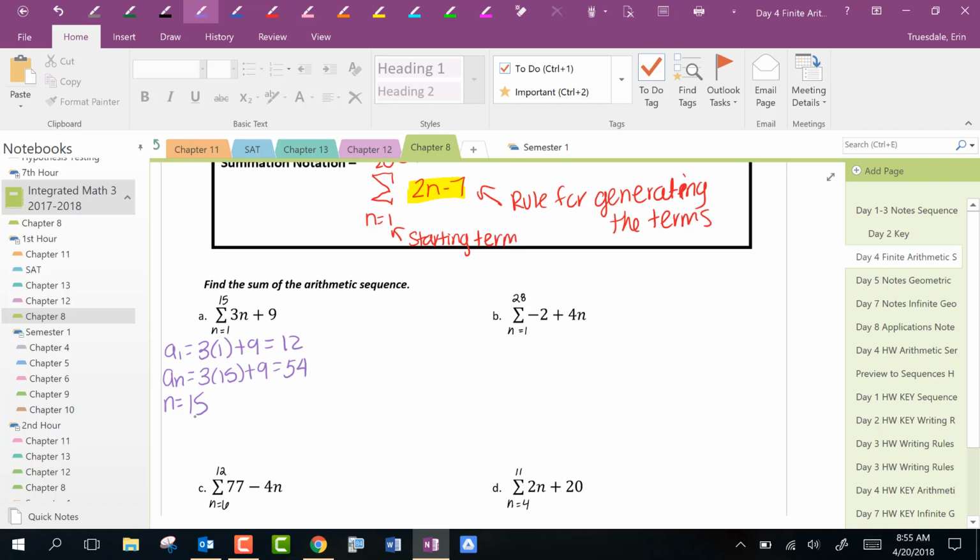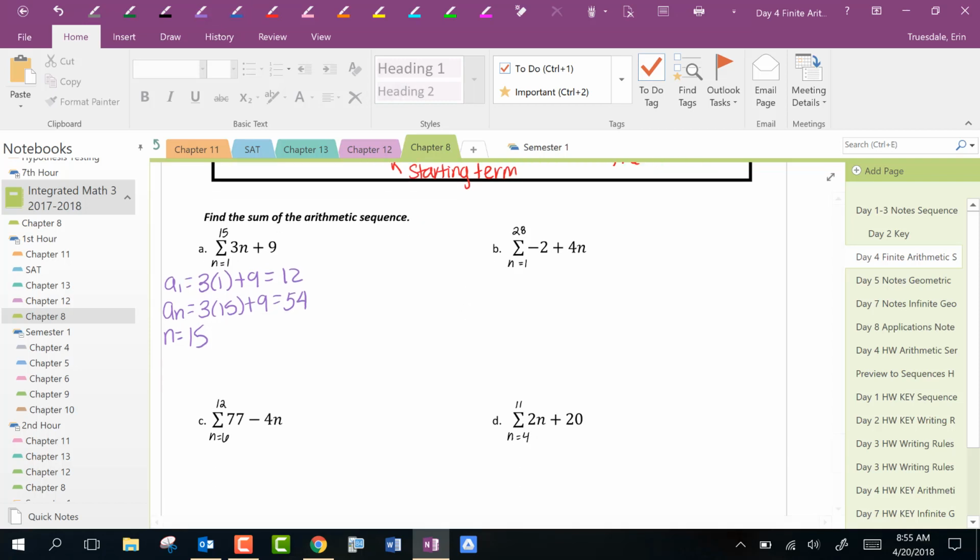Okay, now I have everything I need to plug into the formula. So the sum would be n times a1 plus an divided by 2. Okay, so the sum is 15 times 66 divided by 2, so 15 times 33, 495.